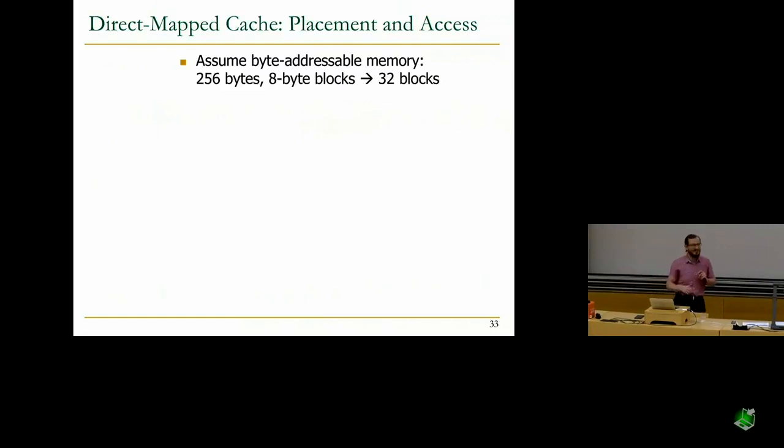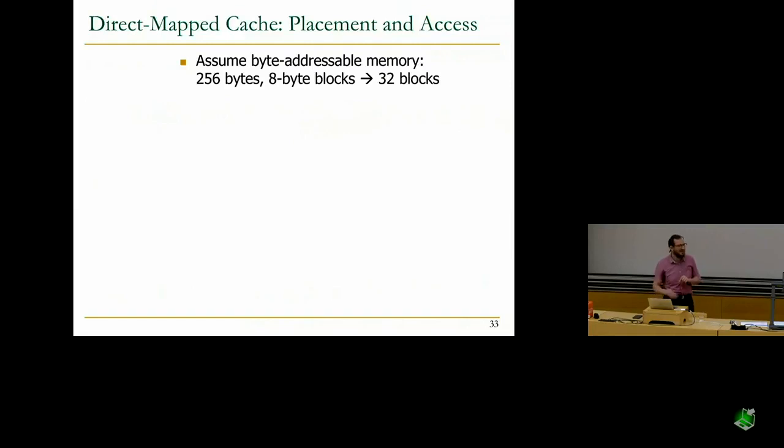So let's be concrete. Let's assume that we have byte addressable memory. It's a toy example. We have only 256 bytes in our memory. And our blocks are 8-byte blocks, which means that our memory has 32 total number of blocks.